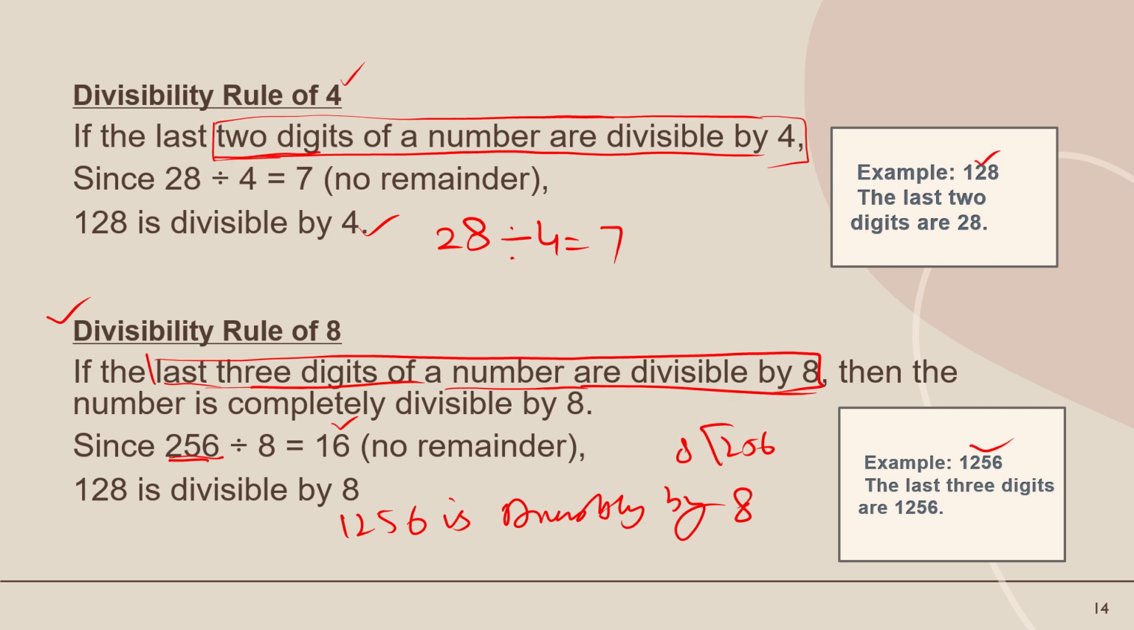So that is the main category. Okay, I hope you have understood through this example how we can find the divisibility rule for the numbers 4 and 8.